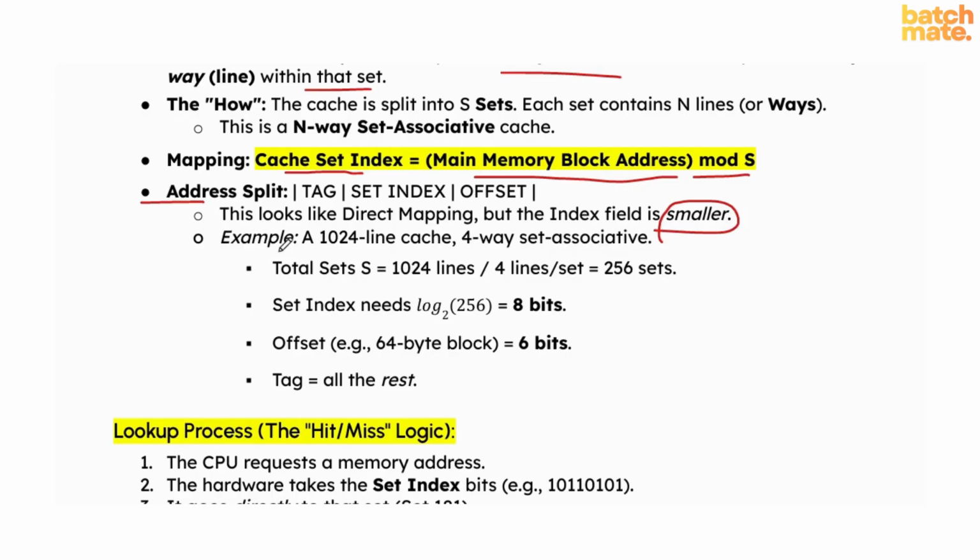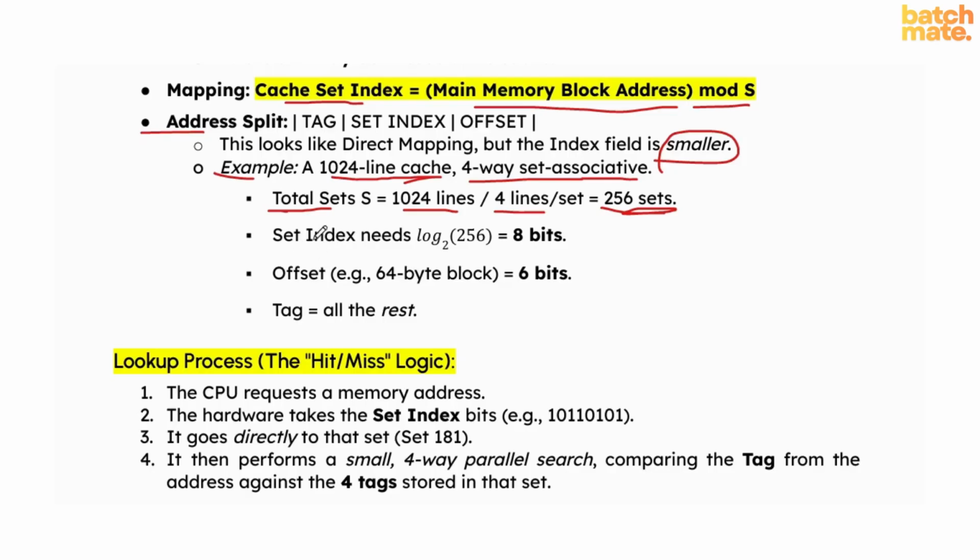Let's crunch the numbers for a real example. A 1024 line cache that is 4-way set associative. Here, we simply take the total lines and divide by the ways. So, 1024 lines divided by 4 gives us exactly 256 sets. To find one of those 256 sets, we take the logarithm base 2 of 256, which equals 8 bits for the index. For the offset, assuming a 64-byte block, we need 6 bits. And the tag, it simply gets whatever bits are left over.